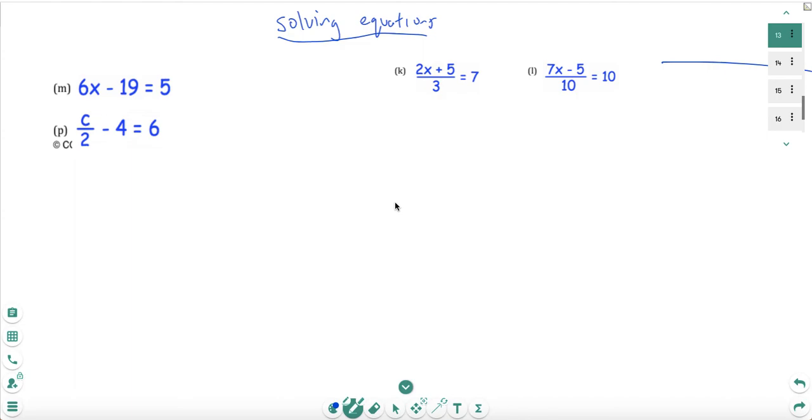This video is a pretty short to middle timed video on how to solve equations. Solving equations just means finding the unknown, okay? So we look at this question here.